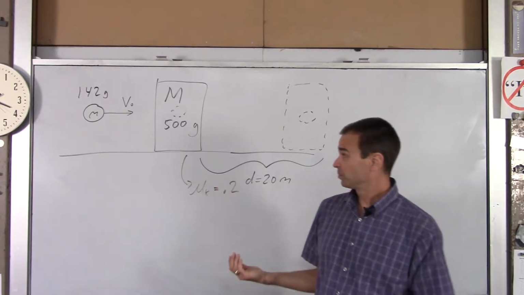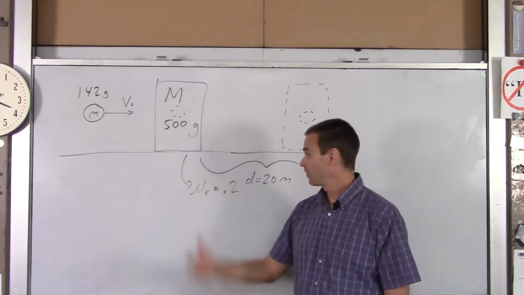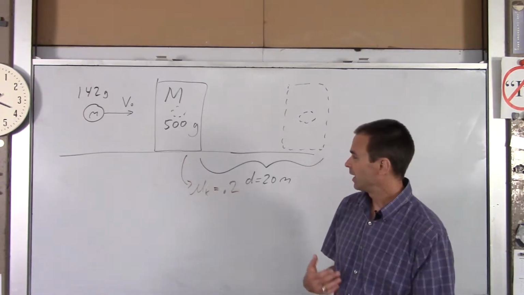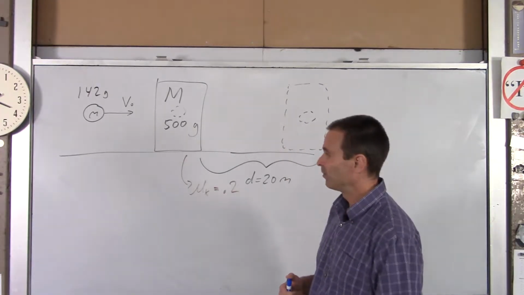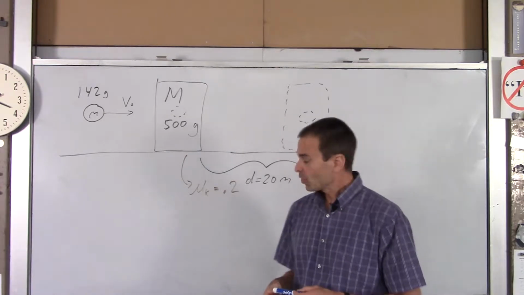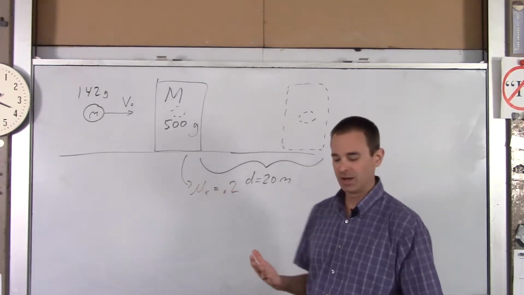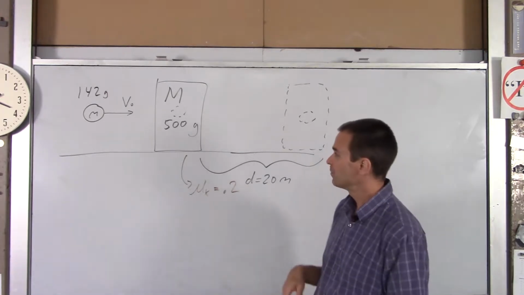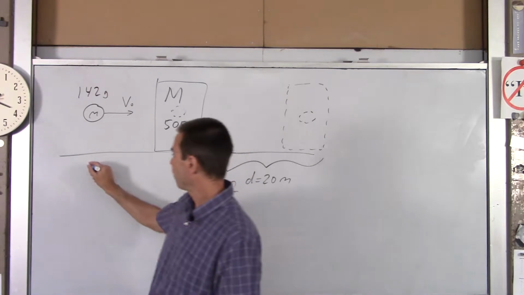And my question is really simple. How fast is the baseball going to make this occur? So it takes a little bit of work to get there, no pun intended, but we'll figure it out. We've got basically three spots of interest. We have before the collision, before the ball hit the box. We'll call that A.